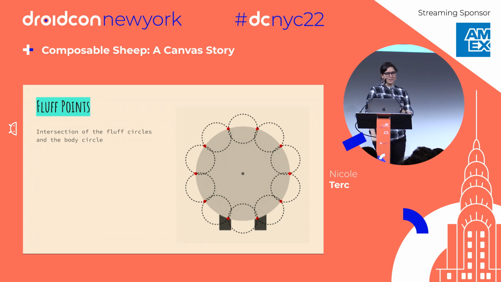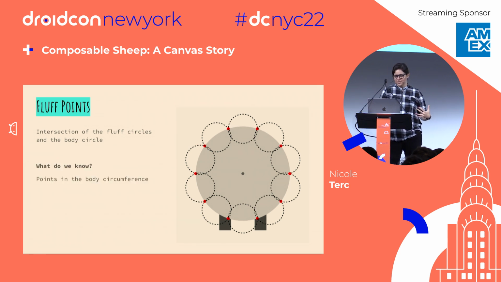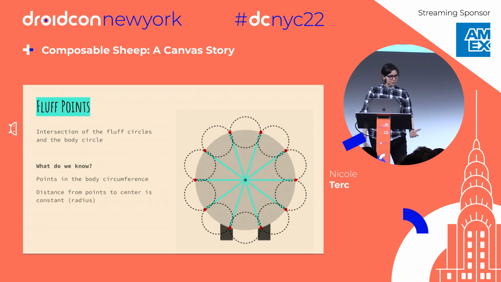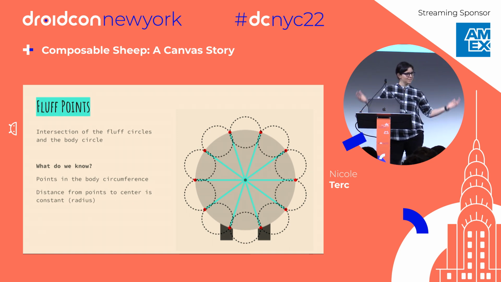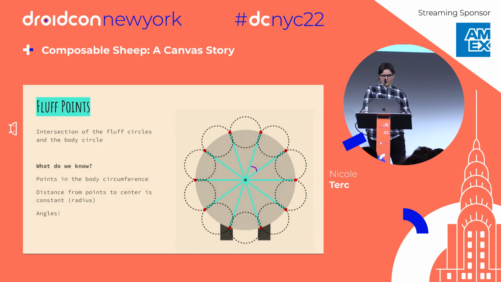So how are we going to do that? What do we know about fluff points? As I mentioned, the fluff points are going to be the intersection of the fluff circles and the body circle. All of these little red points in there. What do we know? We know that these points are touching the circumference of the body. Yes, I am talking heavy words now. We know that the distance from the center to these points is constant because we know the radius, right? Circle radius, yes. And what other things can we know about this? We know the angles. Believe me, we do. Basically, we're going to do this with equal size and equal distance so we can obtain those angles.